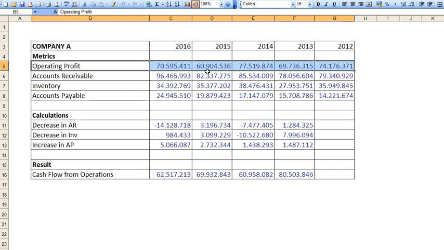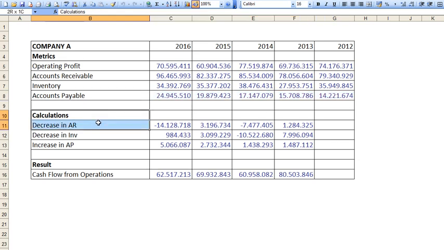The second metric, accounts receivable, is how much money is to be collected by this company, how much money is owed by outside parties to this company. The third metric is the inventory, which is basically how much raw materials or finished goods are held in stock by this company. And the last metric is accounts payable, which is how much money this company owes to outside parties.